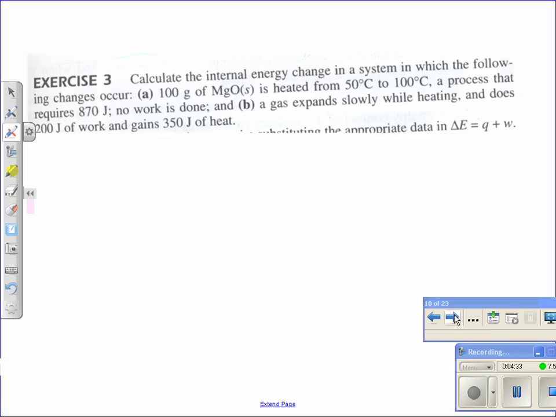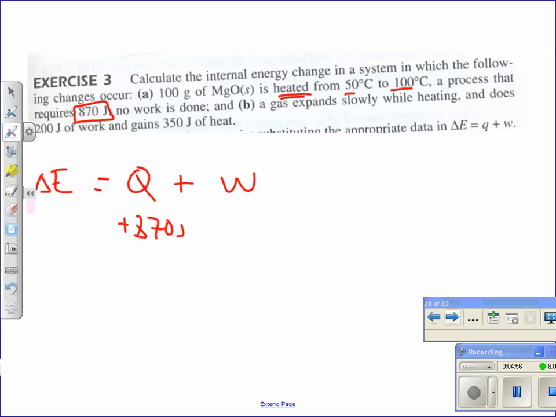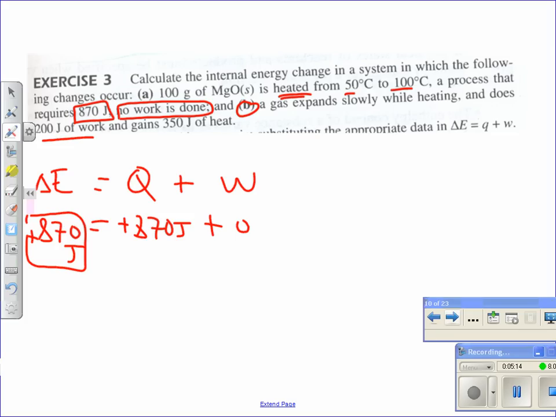So if you look, here's the first problem. They want you to calculate 100 grams of magnesium is heated. So it's heated from 100 to 50 to 100, a process that requires 870 joules. So I'm going to go Q plus W is going to be equal to my value for heat, right? Well, my Q value, if I'm heating it, it's going to be positive 870 joules. No work is done, plus 0, my overall account balance, or my amount of energy in this system, is going to go up by positive 870 joules.